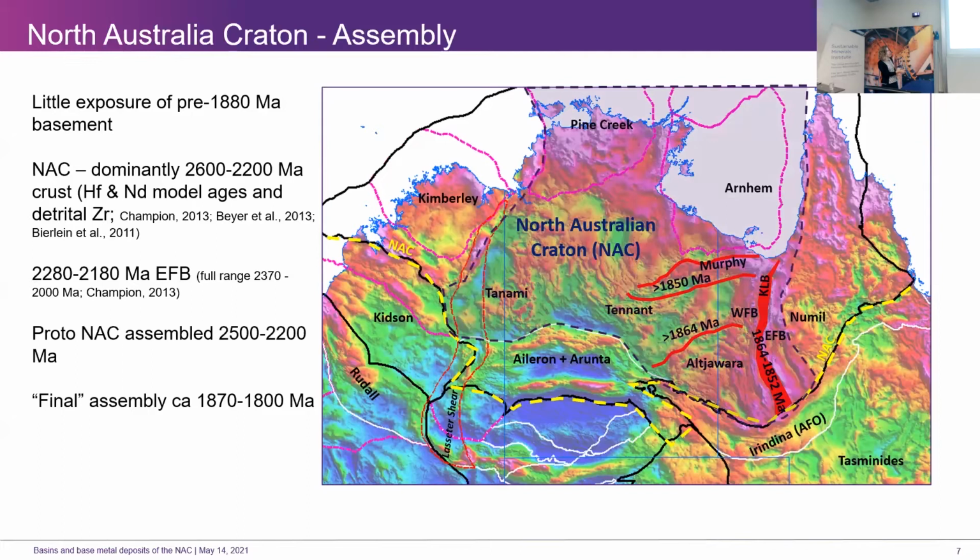So we had a proto-core to the North Australian Craton that formed during the early period, and then final assembly is through this period with a collision of the Aileron sometime before 1864, the Numil in the east, and then the Kimberley in the west.